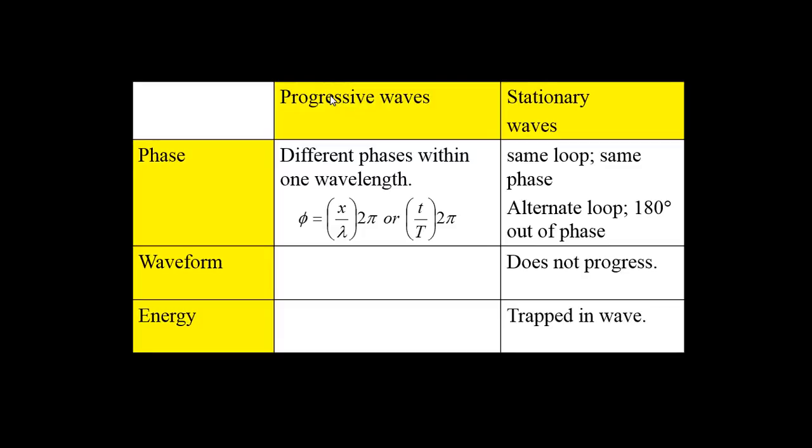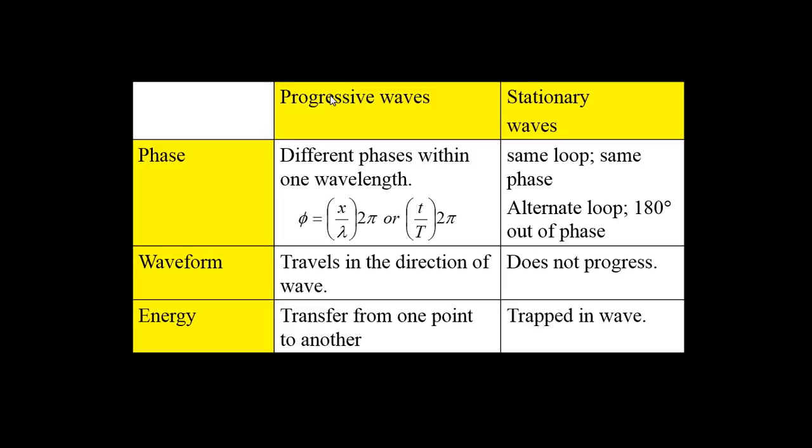For a progressive wave, there's a formula to calculate the phase difference. You take the ratio of the path difference over the wavelength times 2 pi, or you can take the ratio of the time t over the period times 2 pi. But there's no such formula for stationary waves.